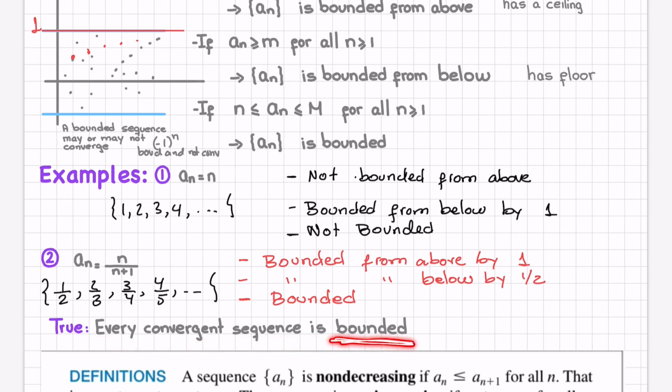Not every bounded sequence is convergent. For example, the one we had before, -1/n.